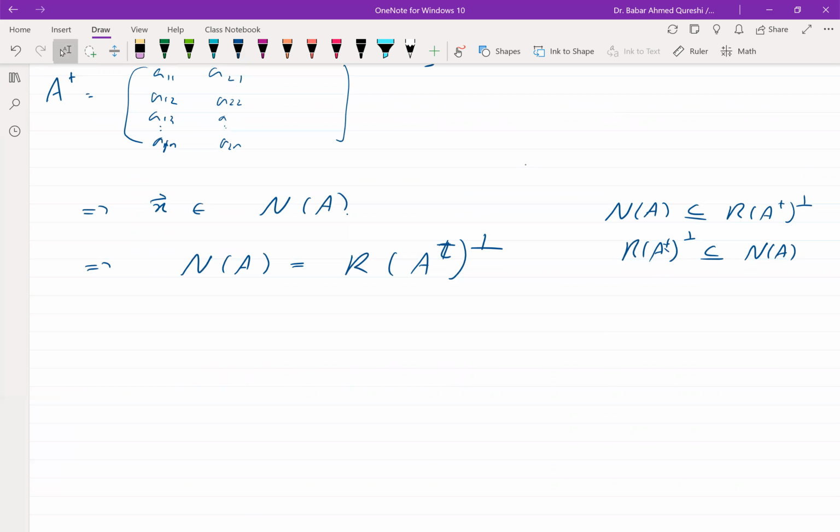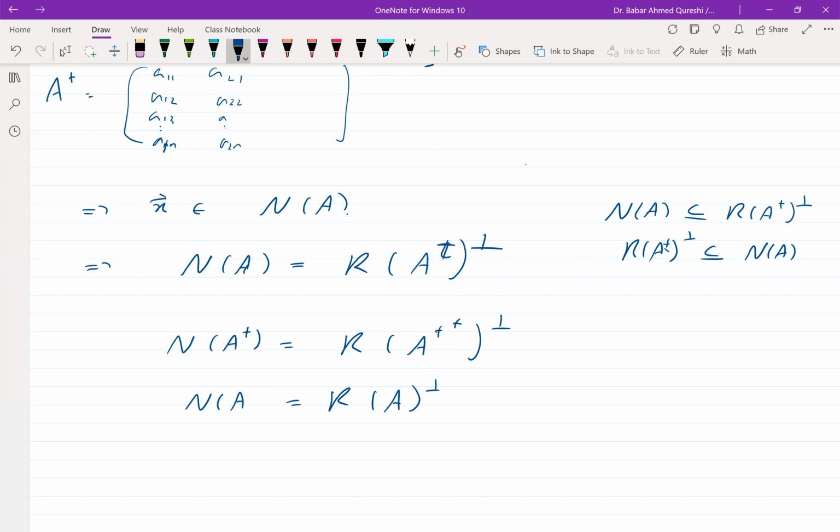And now you can replace A by, if this is true for A, this is true for any matrix, m by n, doesn't matter. So this must be true for A transpose. So we have proved the other part as well.